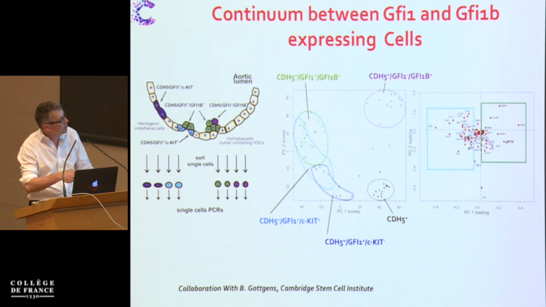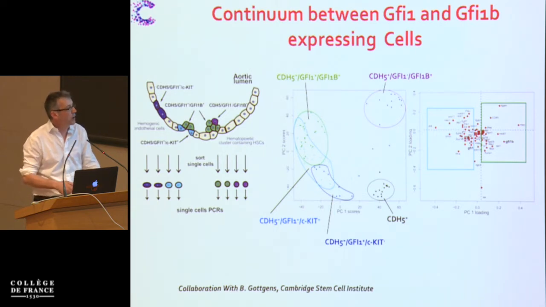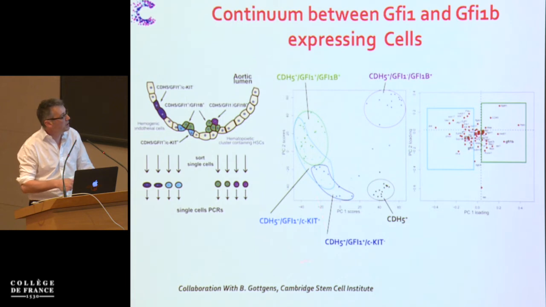And indeed, when we take these cells and do, this was done with Fluidigm, and this is a 96 gene panel, endothelial or haematopoietic genes. And when you look at expression of these genes in this different population, V-cadherin, or this V-cadherin GFI1 upregulating c-KIT and upregulating GFI1B, you can see that it's a continuum. It's really these cells are able to generate these cells. And also we purified these cells and show that they can generate the next population.